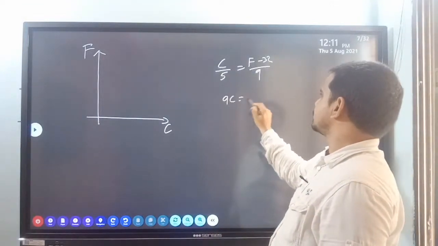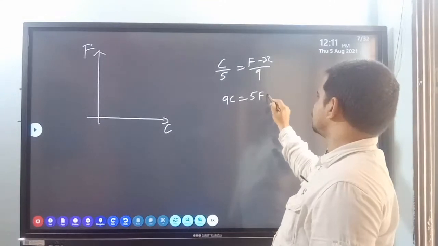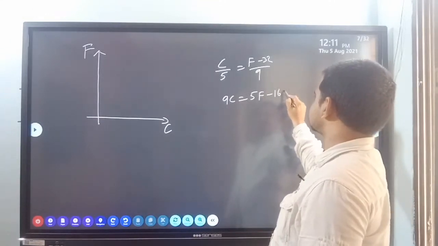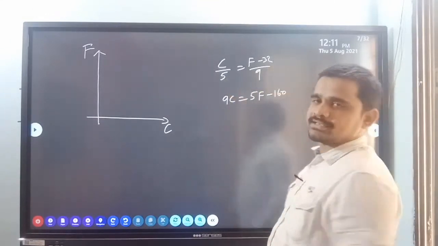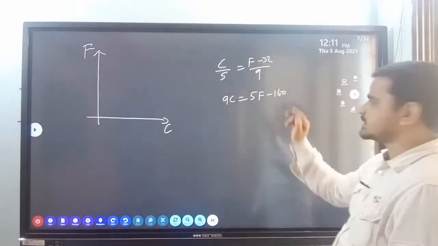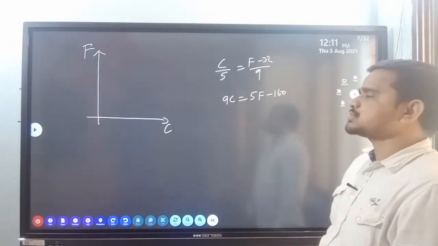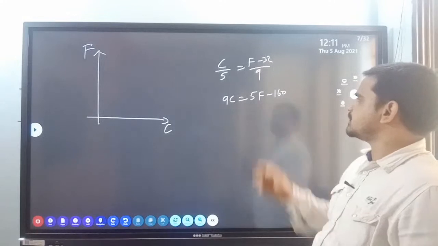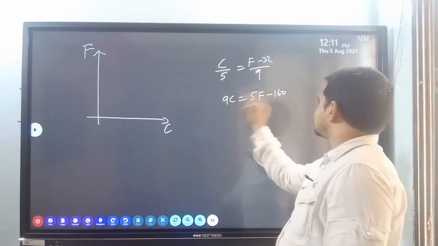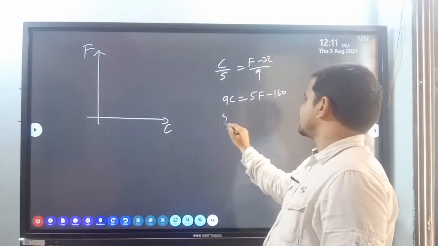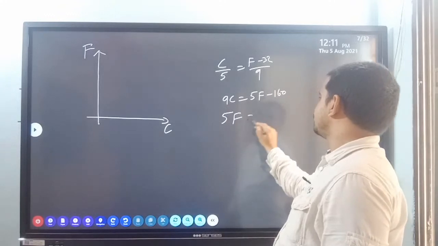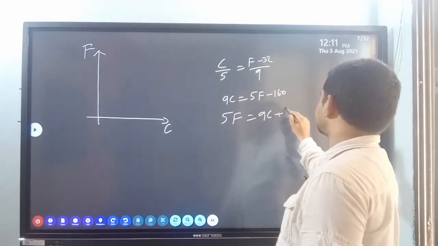9C is equal to 5F minus 160, correct? 5 times 32 is 160, correct? This is the relation which I am getting right now. So actually, if you see this one, this is like y is equal to mx plus c. Bring this to the left side, I'll write like this. Can I write like this? 5F is equal to 9C plus 160.